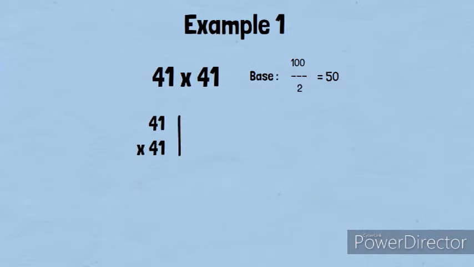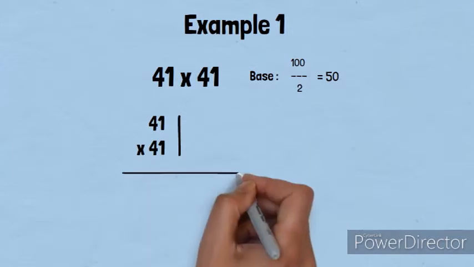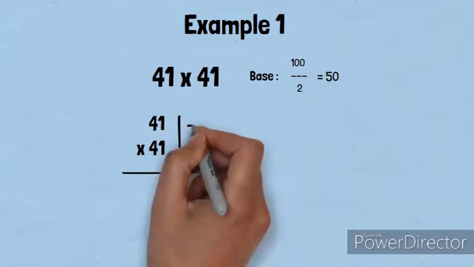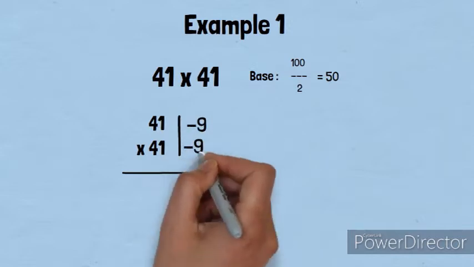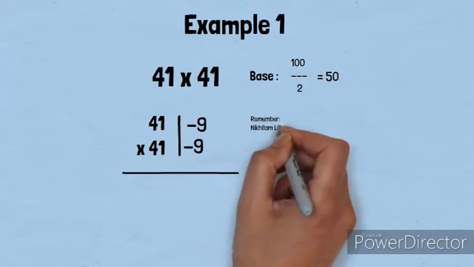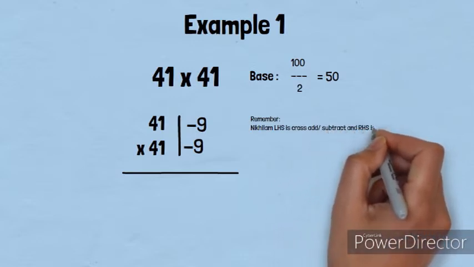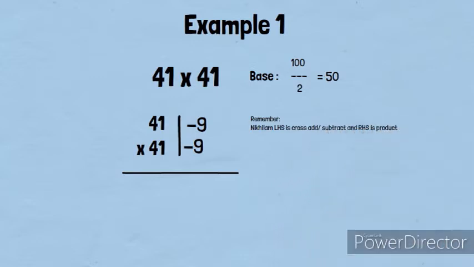We do exactly what we would do for the Nikilam method. First find the deviation, then find the sum, and then find the product. The deviation is 41 minus 50. That gives us negative 9. For the sum, remember, we have to cross add. So 41 plus negative 9 gives us 32. And the product, negative 9 times negative 9.